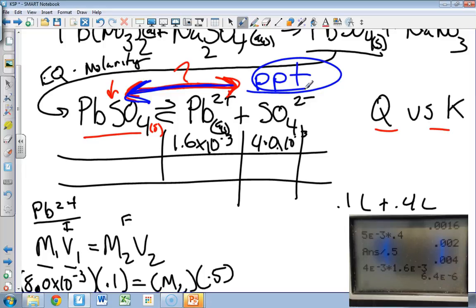Okay? So that's Ksp. I hope you have some idea of how insoluble salts behave and how we can predict precipitation.